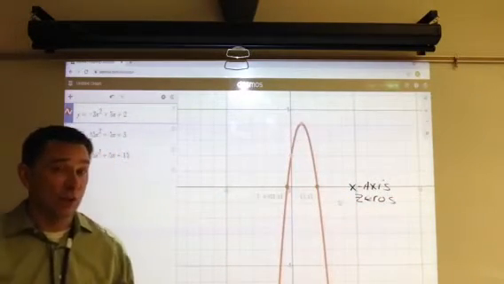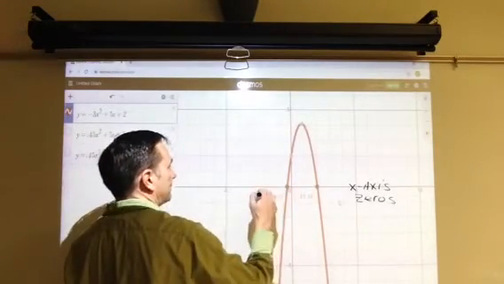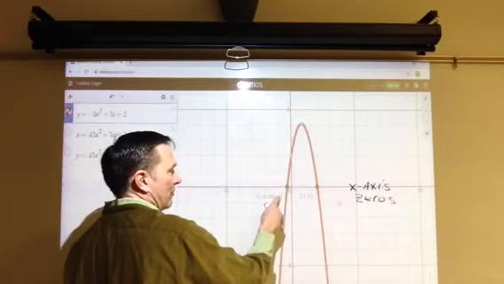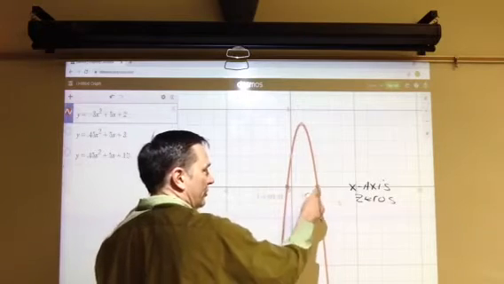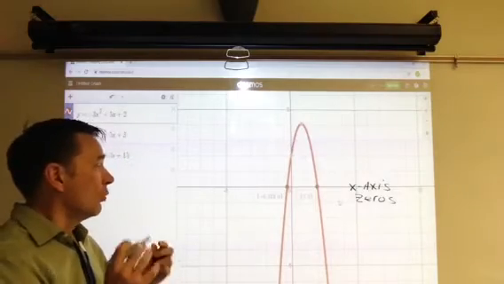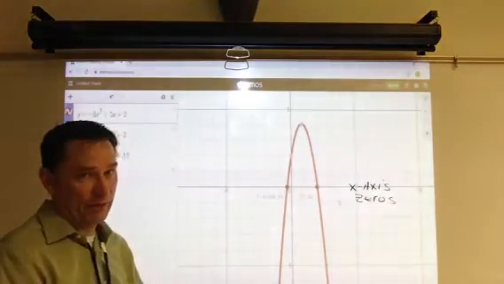The reason why they call them zeros is if I highlight these 2 points, it is negative 0.3333 going on forever, comma, 0. This point over here is 2, comma, 0. This is why we call them zeros. We want to know when the y value equals 0. What is our x value?